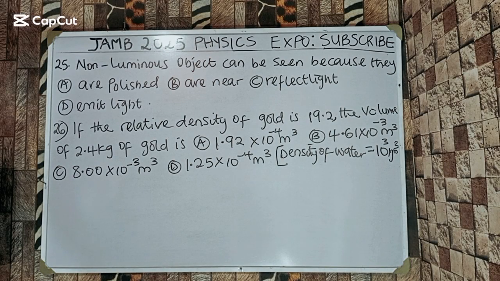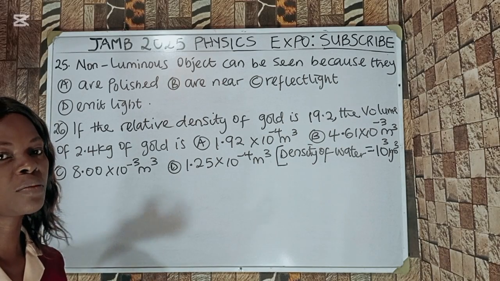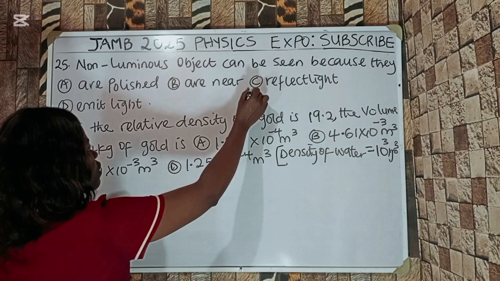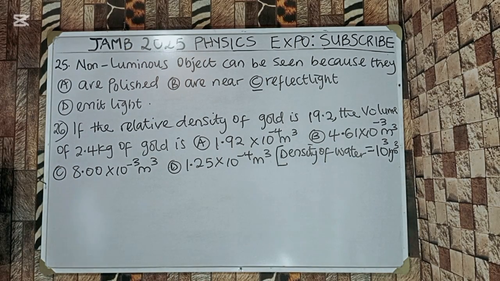Question 25. Non-luminous objects can be seen because they are A. Are polished. B. Are near. C. Reflect light. D. Emit light. We all know that non-luminous objects cannot emit light by themselves, okay? But they're going to reflect light gotten from a luminous object. So the correct option to this question is C, which is what? They reflect light.